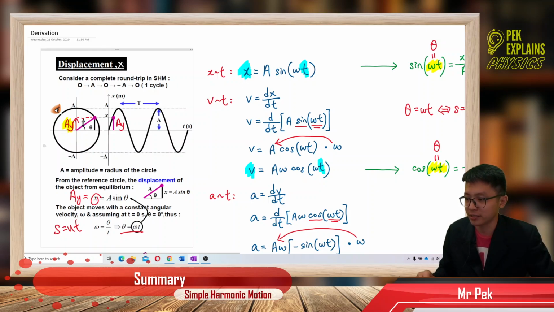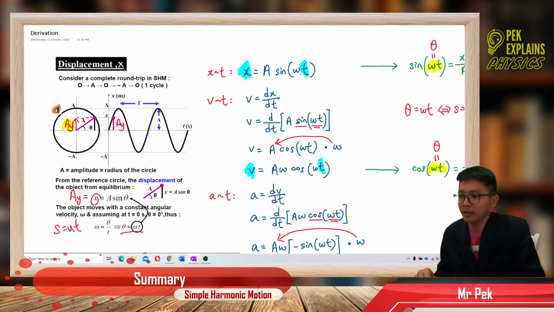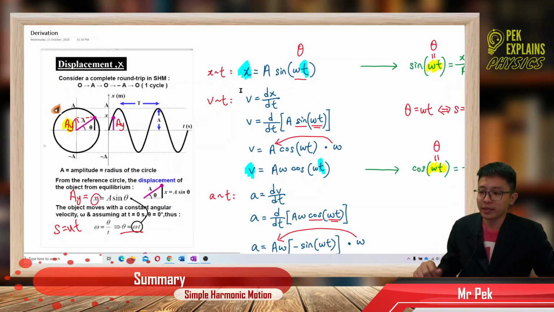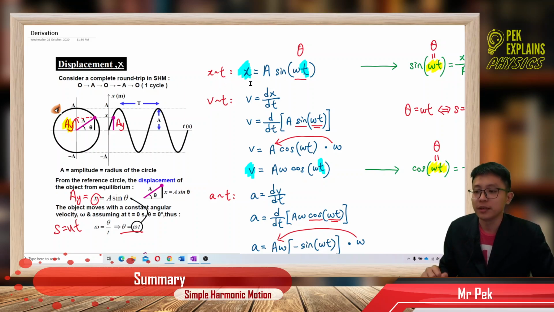The A actually is the radius. You see that? A is the amplitude. This omega t initially is theta. So this is how we get the first formula, the displacement versus time formula: x equal to A sine omega t. So we already have the first formula, the displacement formula.